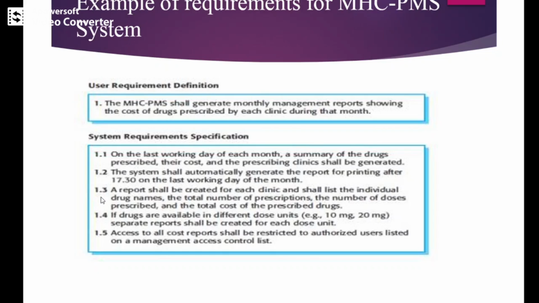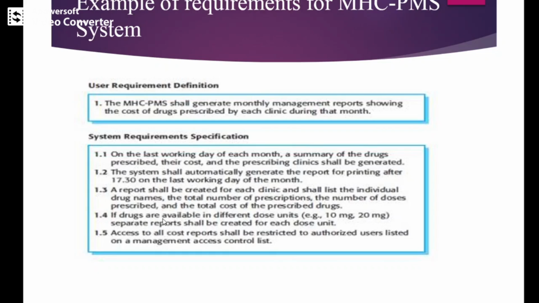Now 1.3 we'll see. A report shall be created for each clinic and shall list. This was not specified earlier. It was told that it will generate monthly management reports showing the cost of drugs prescribed by each clinic. But here you are generating the report for each clinic and you will list the individual drug names, the total number of prescriptions, the number of doses prescribed, and the total cost also.